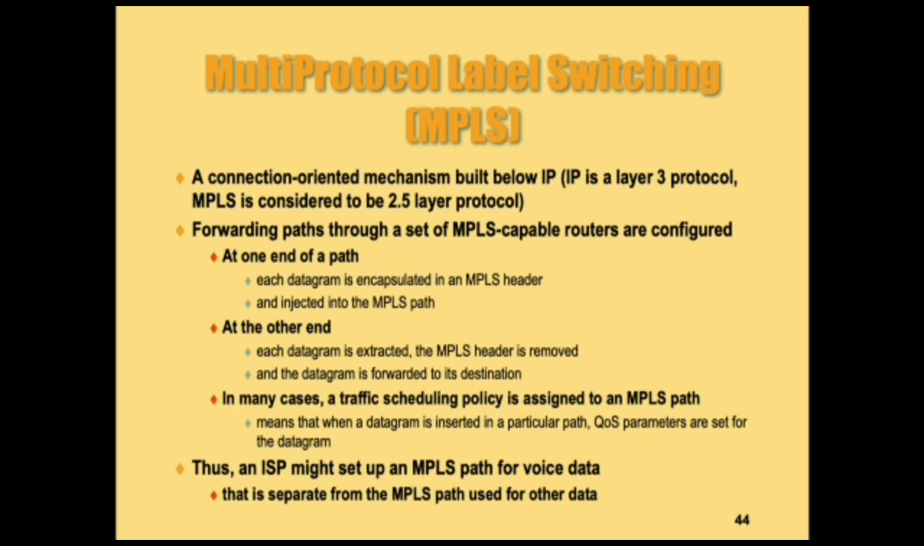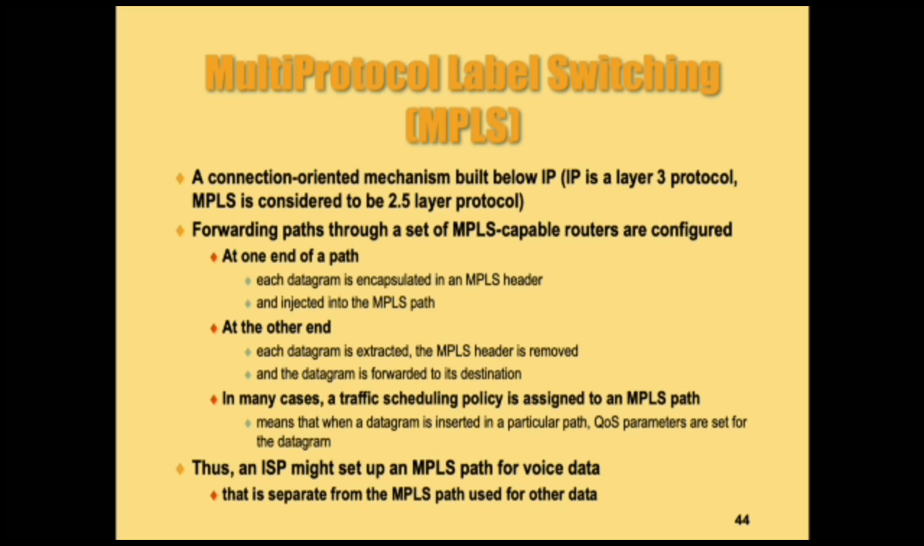At the end of a path, and the end of a path is a border router between the normal internet and our MPLS network, datagrams are encapsulated into an MPLS packet. And then throughout the network, we don't see it as an IP datagram anymore. We see it as an MPLS packet, and we forward MPLS packets.